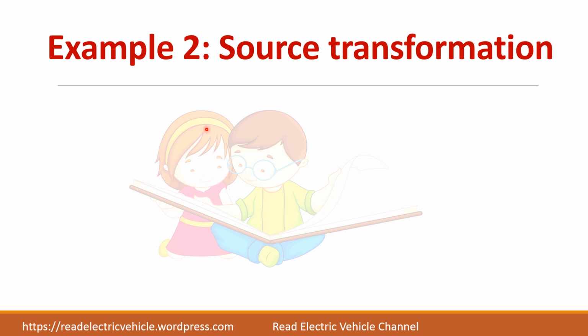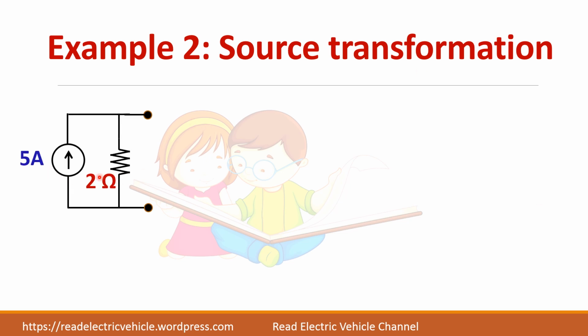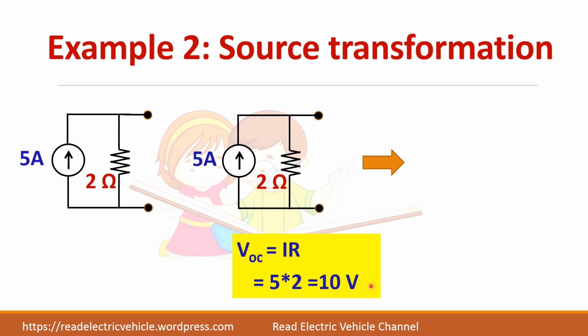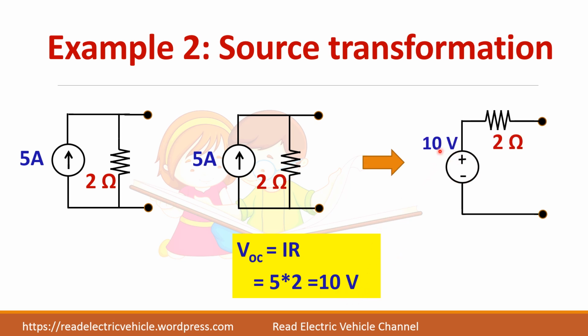Let us take second example. So you have a current source here and 2 ohm resistor in parallel. Now you find the open circuit voltage. Open circuit voltage is this current into this resistor. That will be 10 volts. So your voltage source will be 10 volt in series with the resistance. That is very easy.